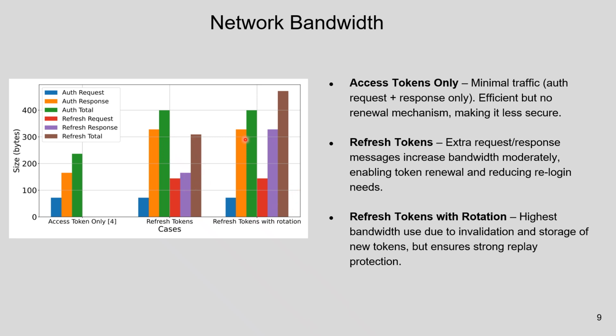And when we enable the refresh token rotation, it consumes the most bandwidth because there are some extra messages, because the server now keeps track of all these refresh tokens. But this provides the most secure mechanism against token hijacking.